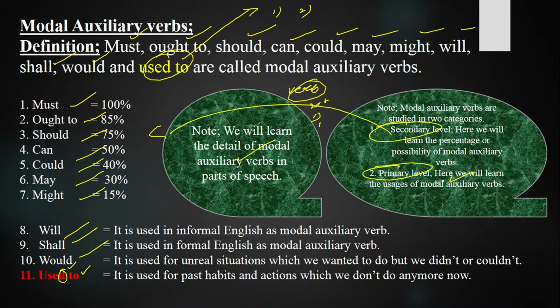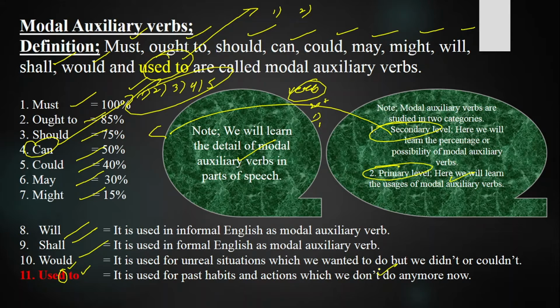Like the modal auxiliary verb can: it is used for physical ability, mental ability, authority, permission and possibility. So there are five different usages of the modal auxiliary verb can. When we learn all the usages of modal auxiliary verbs, those will be called the primary level. Let's begin used to. It is used for past habits and actions which we don't do anymore now.